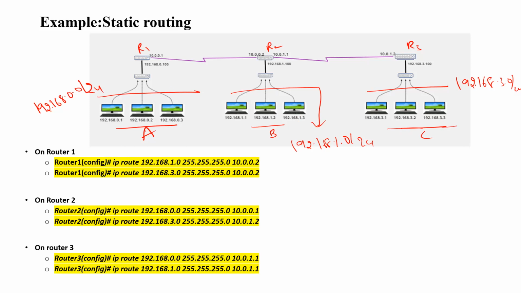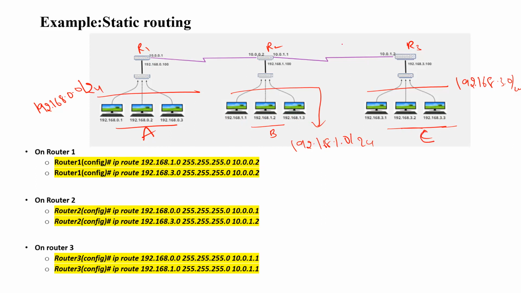Suppose you are trying to access from A to B. So from A to B, it will come to the router. In the router, we need to have a routing table for this subnet. So we write the routing table like this. Here the destination subnet is: ip route 192.168.1.0 network, subnet mask, and next hop IP address. Is it clear?